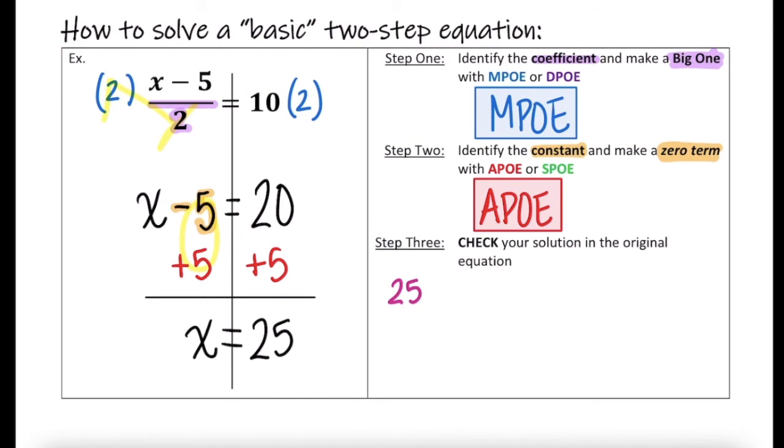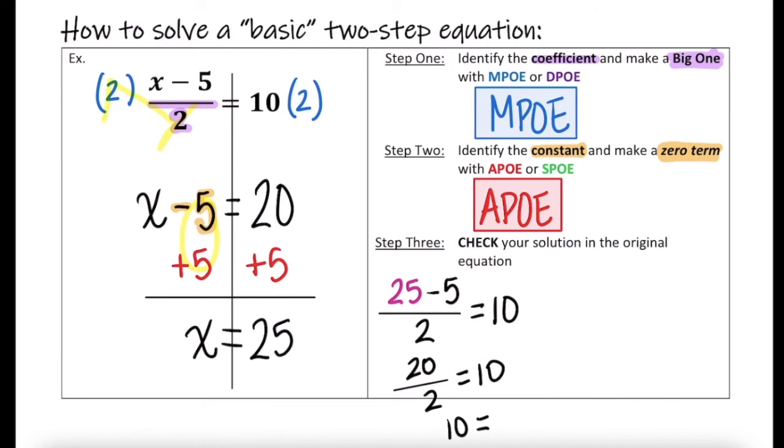So to check, I'm replacing x with 25 in the original equation, and I'm seeing if it is true. So we start with the numerator, 25 minus 5, that's 20. Does 20 divided by 2 equal 10? Yes, it does, which means the solution to this equation is x equals 25.